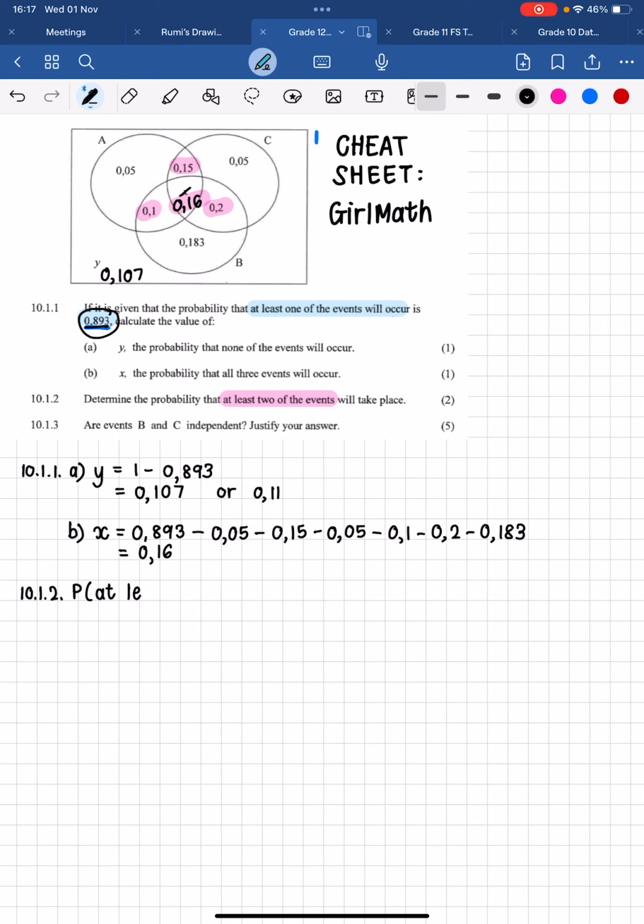I'm just going to write here probability at least 2. You don't have to do this little introductory thing. You can just give the answer.